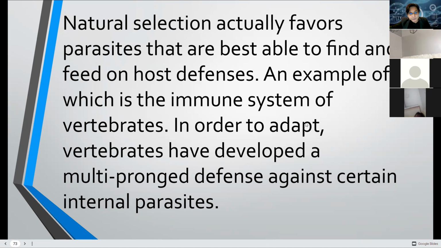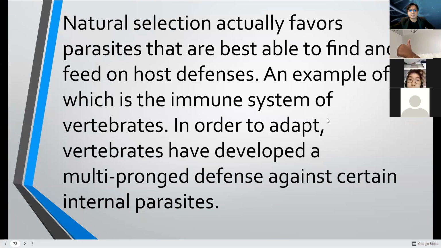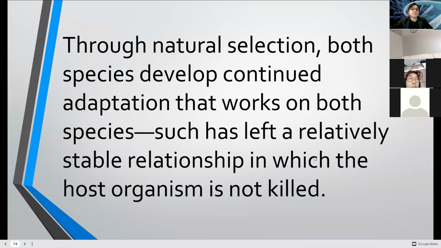Did you understand? Grade 10? Okay. Through natural selection, both species develop continued adaptations that work on both species. Such has left a relatively stable relationship in which the host organism is not killed. Okay? In the process, because of this parasite, the tendency is that the organism develops adaptation against it.